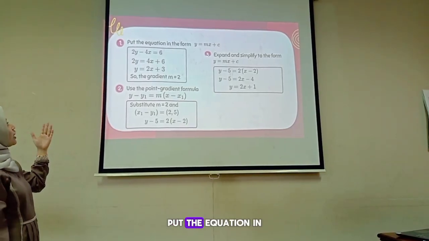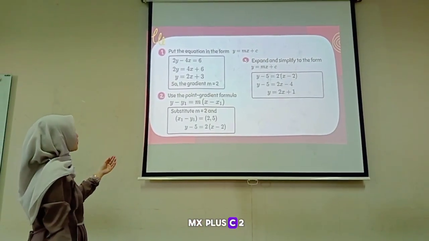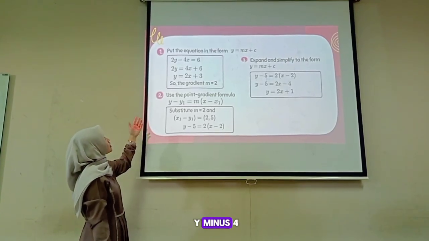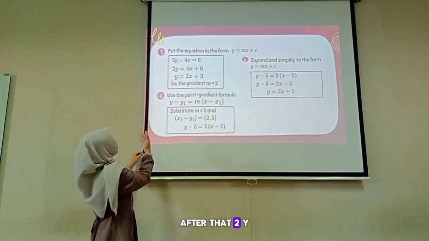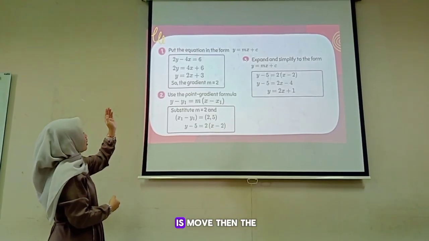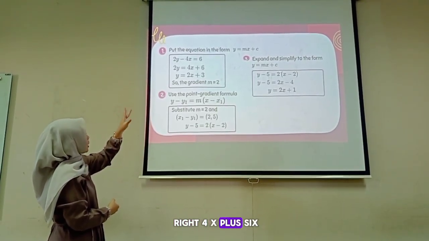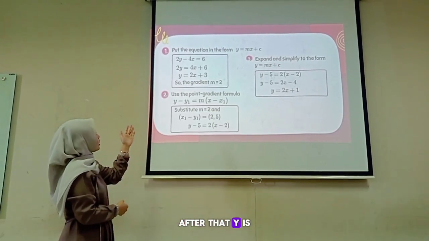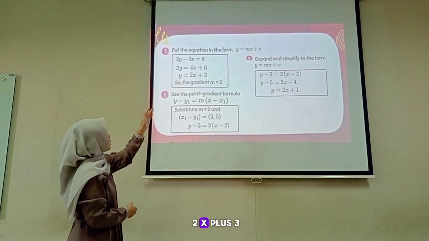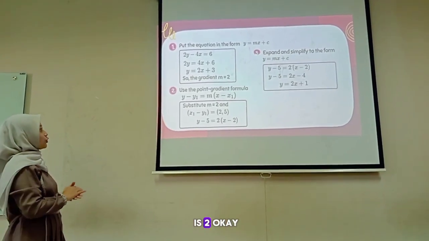1. Put the equation in the form y is mx plus c. 2y minus 4x is 6. After that, 2y is 4x plus 6, moving it to the right. After that, y is 2x plus 3. So the gradient is 2.